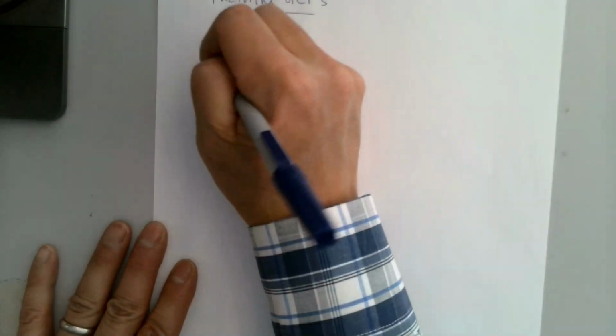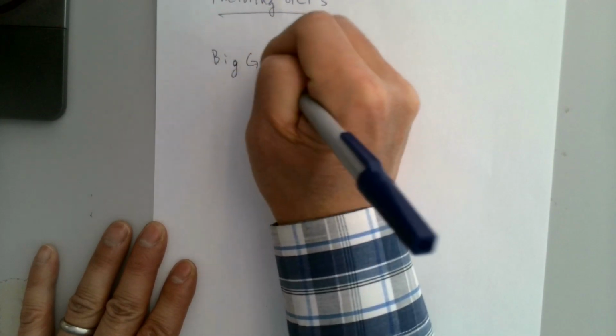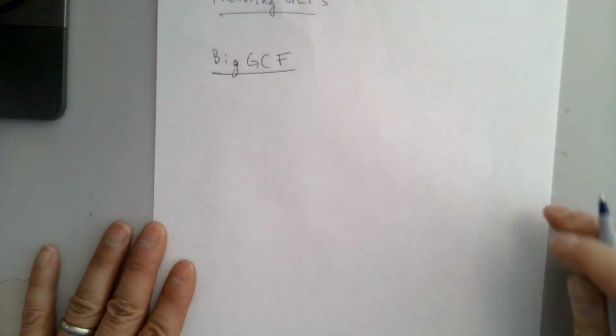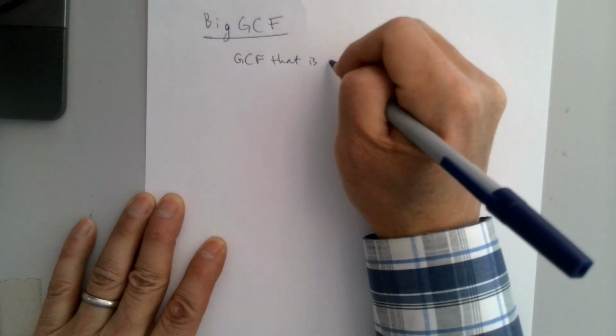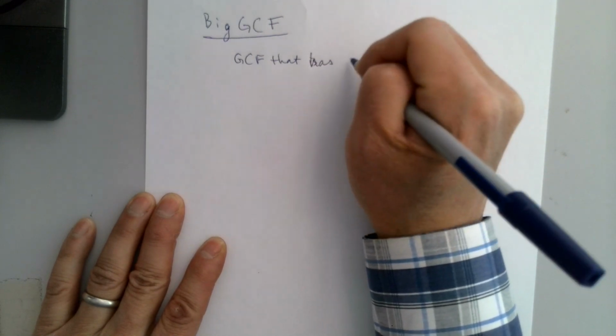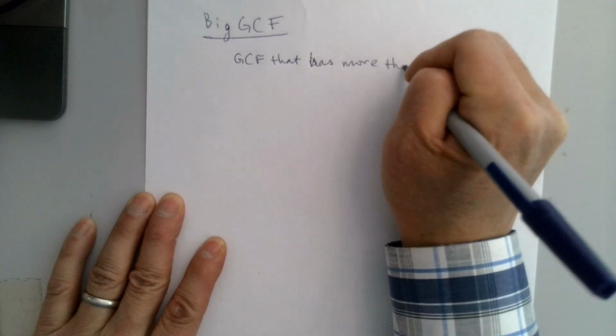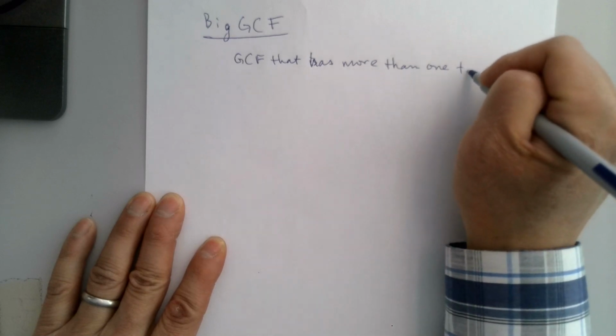Okay, now I'm going to move on to something called a big GCF. This is my term. This is not the official term agreed upon by mathematicians. This is the term agreed upon by me, myself, and I. A big GCF is a GCF that has more than one term.